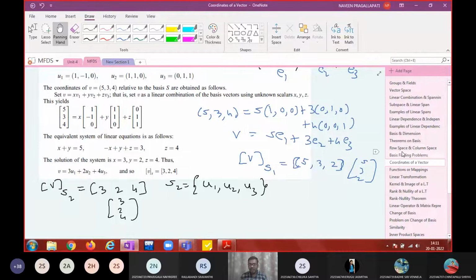Also, we talked about row space and column space, right? The space generated by the rows of a matrix is called the row space, and the space generated by the columns of the matrix is called the column space. We said row space dimension will be equal to the column space dimension. The row space dimension we call the row rank, and the column space dimension we call the column rank. The rank of a matrix is the dimension of the row space or the dimension of the column space.